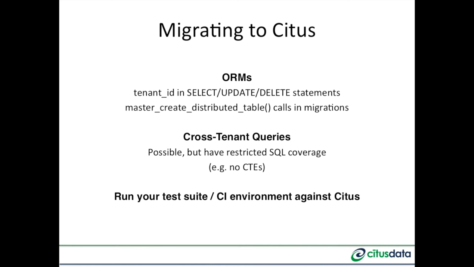Going into detail on these changes you have to make. If you're using an ORM like Active Record, the one important thing that you have to do if you move to Citus is that the tenant ID or store ID or whatever it is on your system needs to be in all the select, update, and delete statements. Typically, select is the easiest because you're already querying for data, and you usually can just add the thing you're querying for.